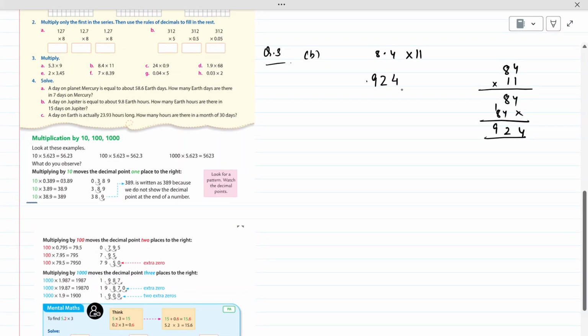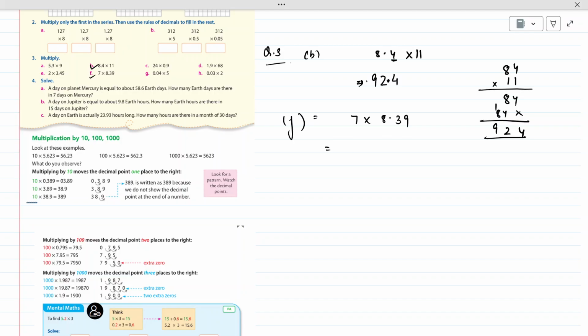Now what we have to do, we have to put the decimal after one decimal place from the right. So this is our answer, 92.4. Okay, this is done. Now let me pick F part. So in the F part, what we have is, we have to multiply 7 with 8.39.